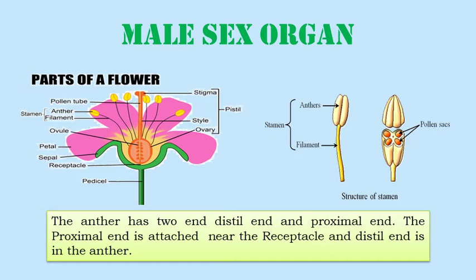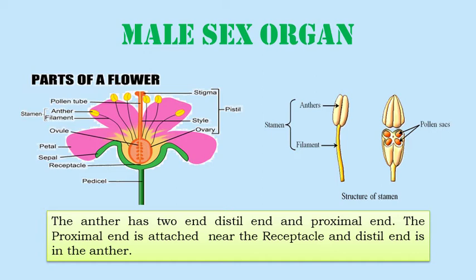What is anther? Anther is part of a stamen, and it contains pollen. Filament is a slender thread-like structure. Next to stamen we have pollen tube. By the name itself we know that it's a tubular structure, and it is produced by the male gametophyte of seed plants when it germinates.